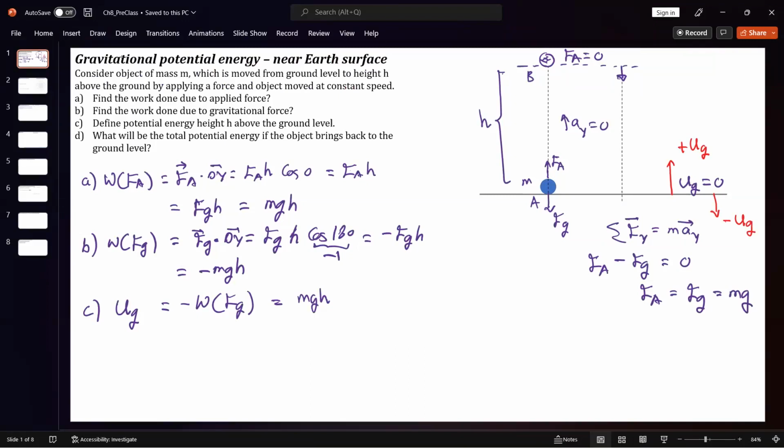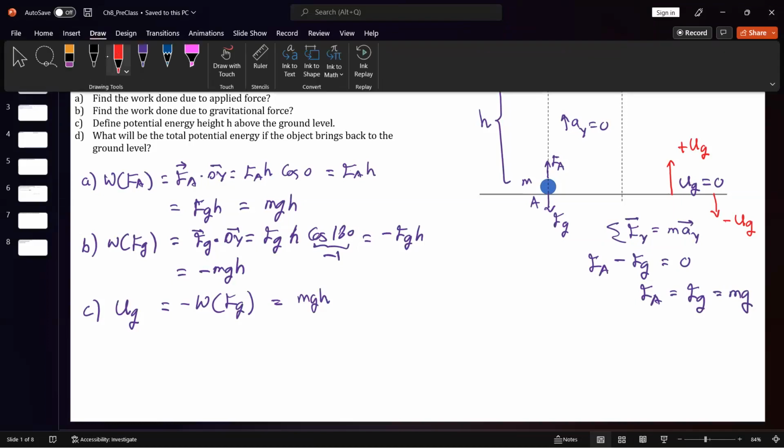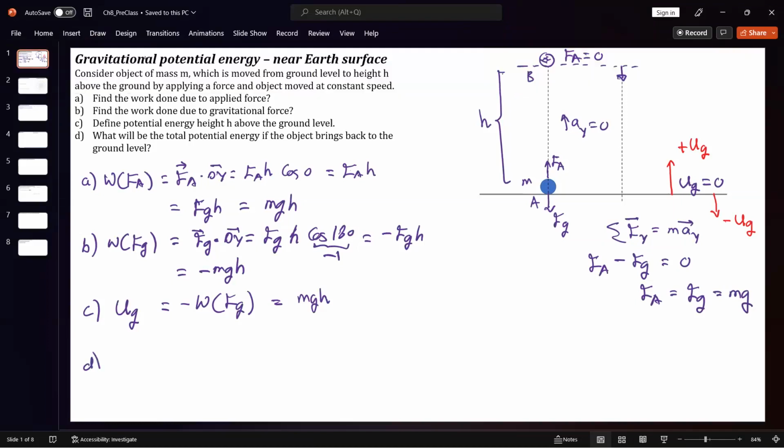Okay. Now, similarly, if I bring this object back to the ground level, by applying a force and then bringing it back towards the gravitational force, and I calculate the net work done over a closed loop, which means the work done from A to B and then the work done from B to A under the gravitational force, the work done from A to B is going to be negative Fg h. The work done from B to A is going to be positive Fg h.